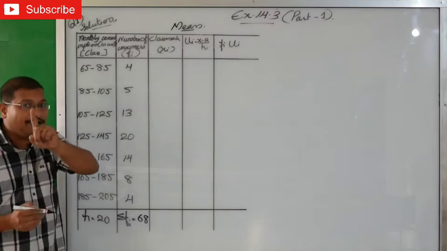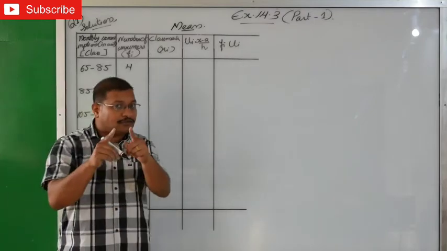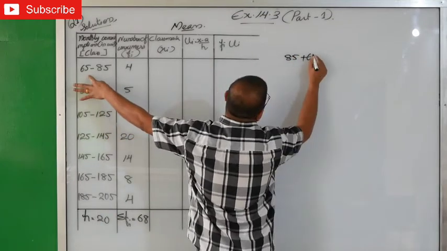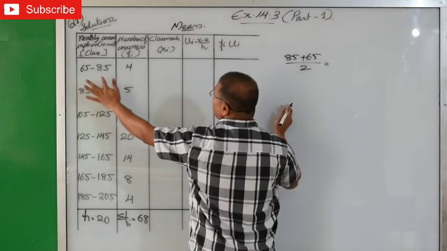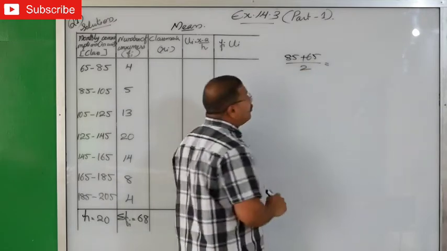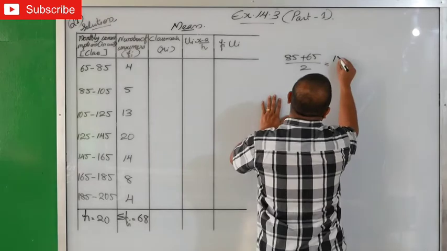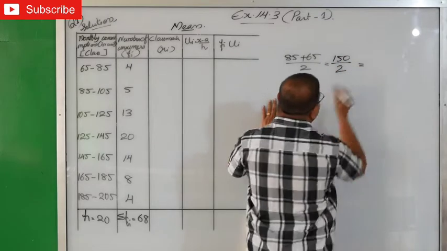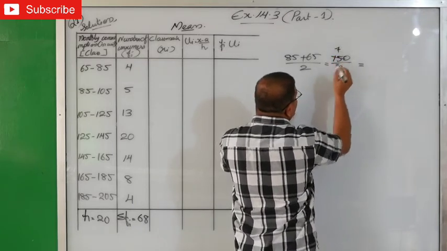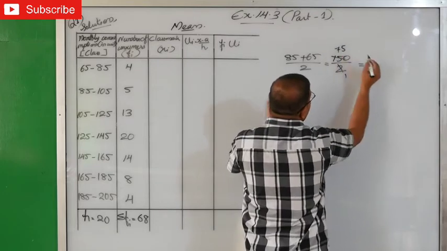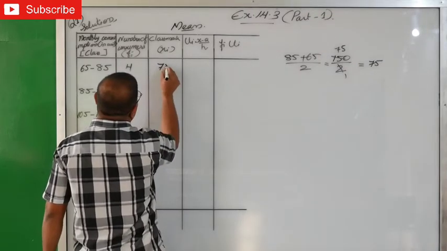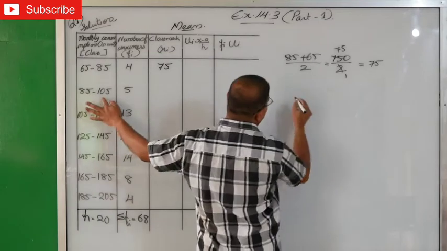Class mark. Because we are doing mean, so to find out mean, we need class mark. First one, what will you do? 85 plus 65 divided by 2. That means upper limit plus lower limit divided by 2. So 85 plus 65, isn't it? So 150 divided by 2 equals, we'll cancel by 2. 2 ones are 2, 2 sevens are 14, then balance 1. 1 means 10, 10 means 2 fives are 10. So we got 75. So the first class mark is 75. Ready?